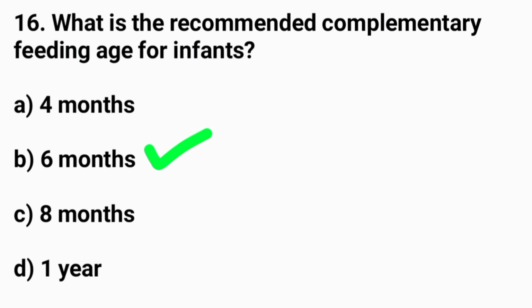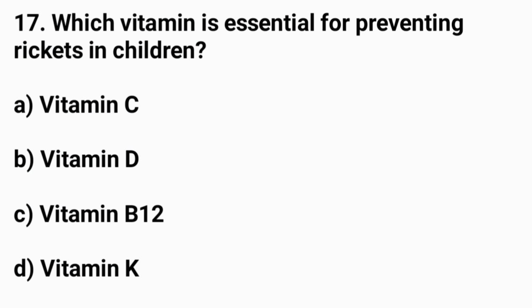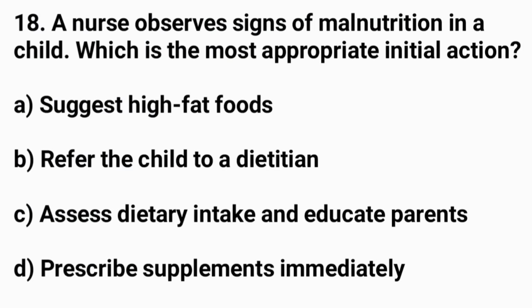Question number 17. Which vitamin is essential for preventing rickets in children? The right answer is option B. Vitamin D. Question number 18. A nurse observes signs of malnutrition in a child. Which is the most appropriate initial action? The right answer: C. Assess dietary intake and educate parents.